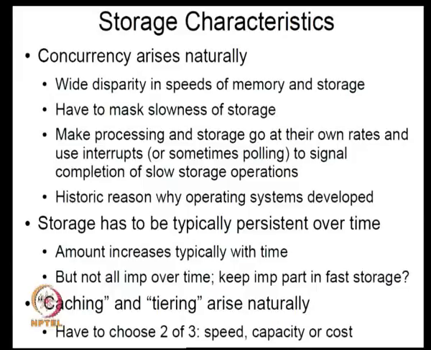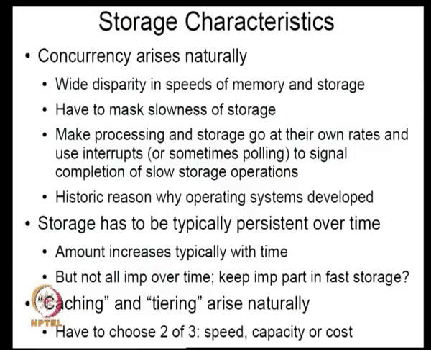Because of the wide disparity in speeds of memory and storage, you have to mask the slowness of storage, and the only way to do it is by parallelism and concurrency. Make processing and storage go at their own rates and use interrupts, or sometimes polling, to signal completion of slow storage operations. Actually, interrupts were devised in 1957 for exactly the same reason. The only reason why we have operating systems is because of this difference in speeds. The first interrupt-based mechanism was invented by Dijkstra in 1957. That is why he actually started as an operating system guy.